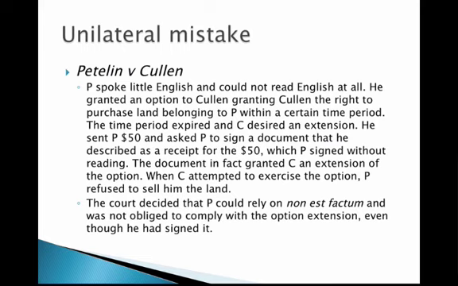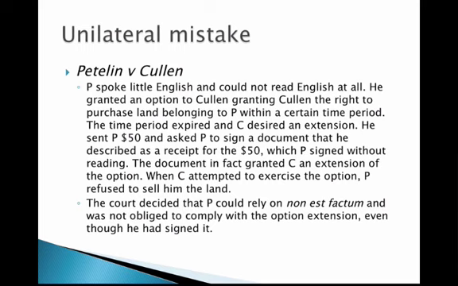Again, a nice case to think about this, Peddlin and Cullen. P spoke little English, couldn't read English at all. He granted an option to Cullen, granting Cullen the right to purchase land belonging to him within a certain period. That period expires, C wants an extension. He sent P $50 and asked him to sign a document that he described as a receipt for the $50. P signs the receipt without reading it. The document, in fact, granted an extension of the option. So when he attempts to exercise the option, Peddlin says, I don't want to sell you the land, I didn't know what I was signing. In this case, Peddlin could rely on non est factum and wasn't obliged to comply with the option.